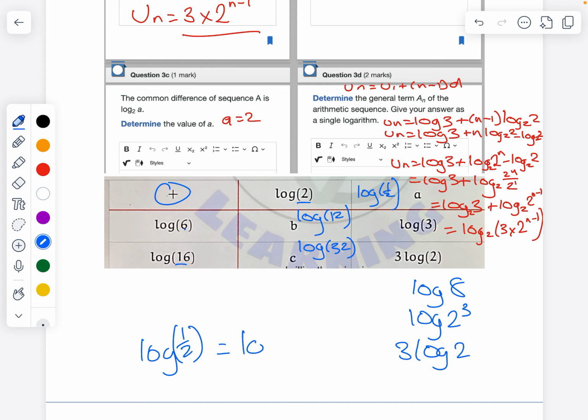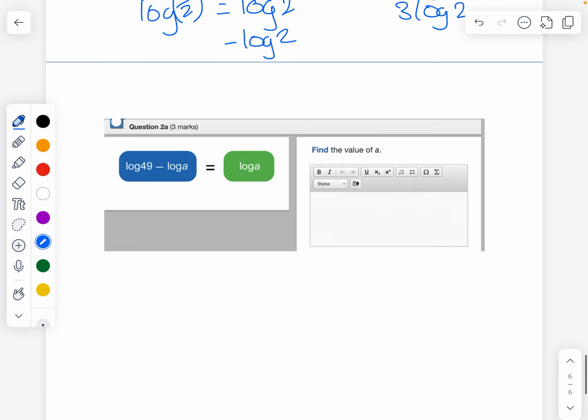You can also write log a half if you wanted to. Well, we know that can be log 2 to the negative 1, and then you could bring that negative to the front. So you can write them different ways. Right, last question. We are there.